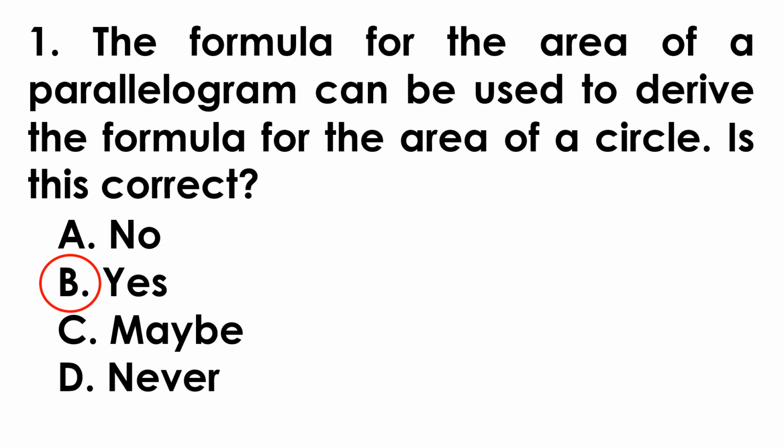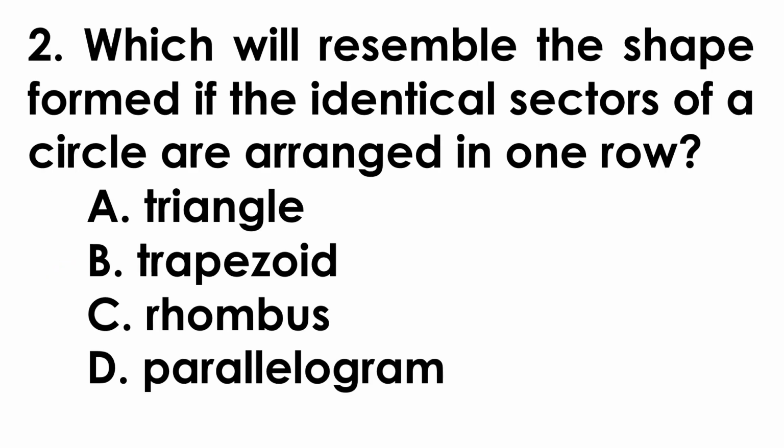Next, number 2. Which will resemble the shape form if the identical sectors of a circle are arranged in one row? O, pag inayos natin yung mga shape ng circles in one row, what will it resemble? The answer is letter D, parallelogram.